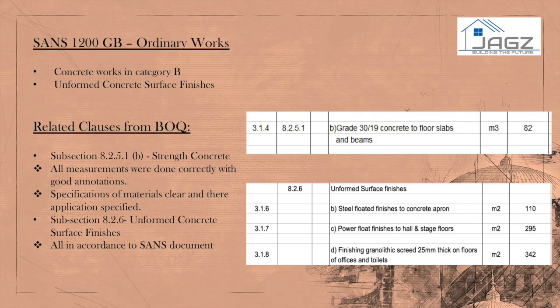The definition in the SANS document requires that the type of finish is described with the area or element it is being applied to. This has been measured in accordance to SANS 1200 GB for our case study.